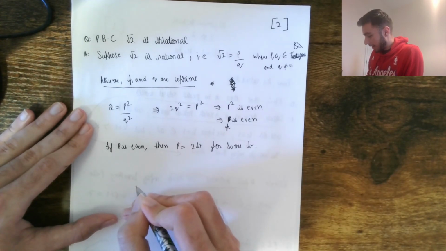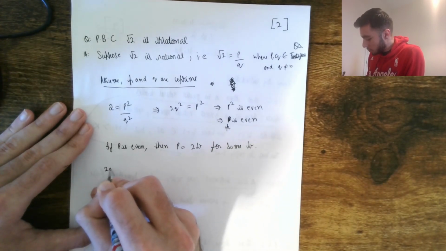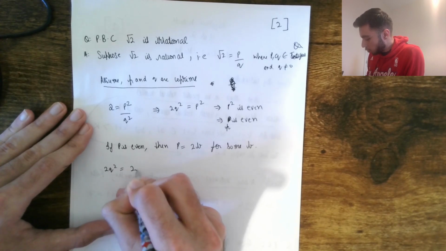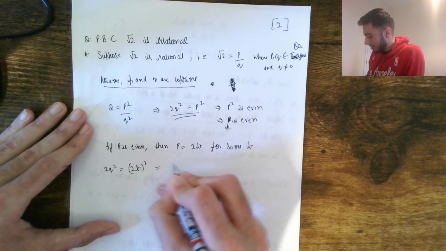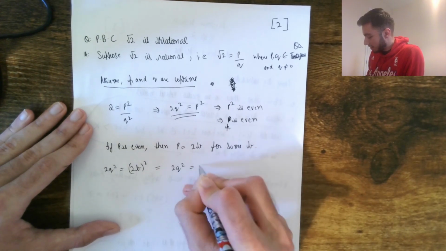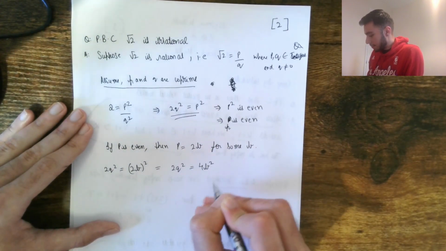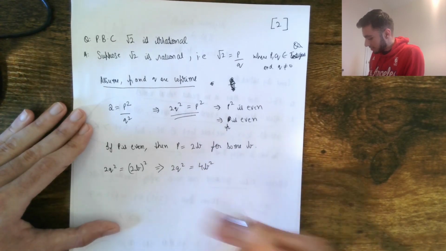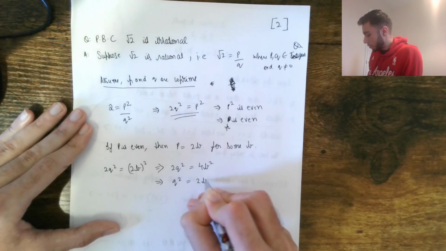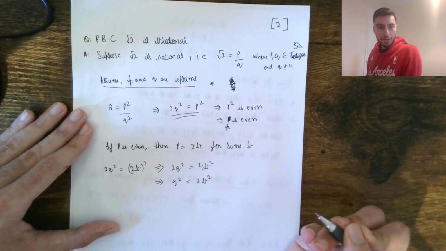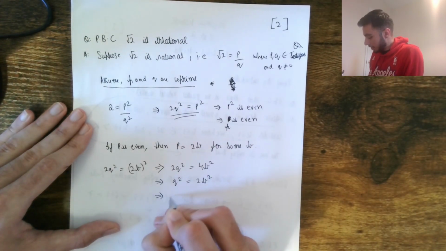Good. And then I have 2q squared equals 2b whole squared, right? And this is from this equation. Now what I have is 2q squared equals 4b squared. But this implies q squared equals 2b squared. Correct? Absolutely. But wait, this implies q squared is even.